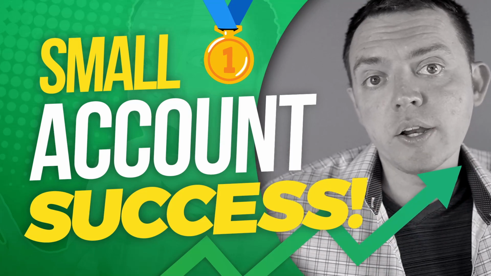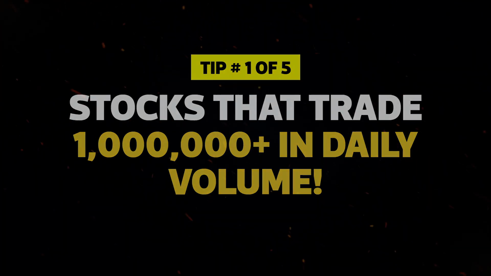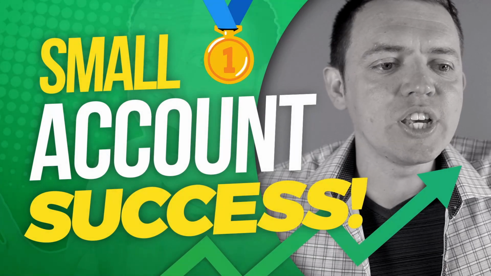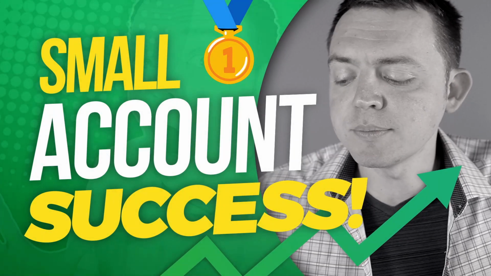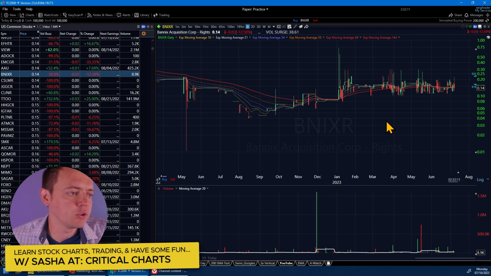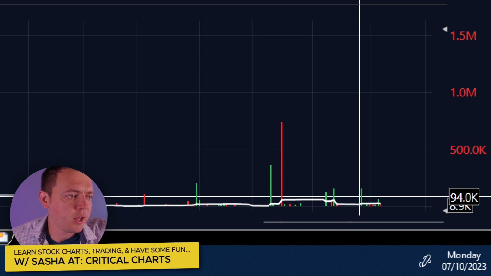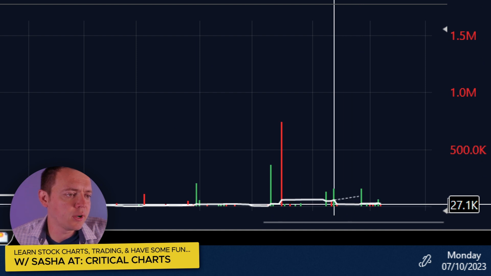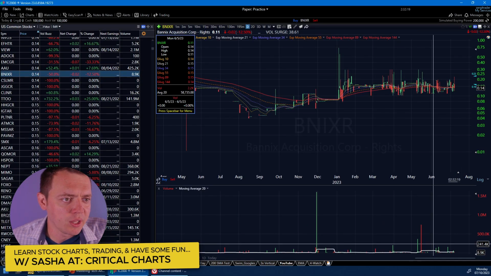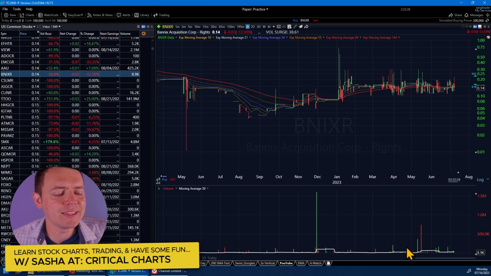Tip number 1 when you're trading a small account is look for stocks that trade a million plus in daily volume. Stocks that don't trade more than 1 million shares could be a problem. If we take a look at stocks like this, look at the volume here. This one, if we look at the average 20-day volume, is about 60,000 shares. There's barely anything traded.